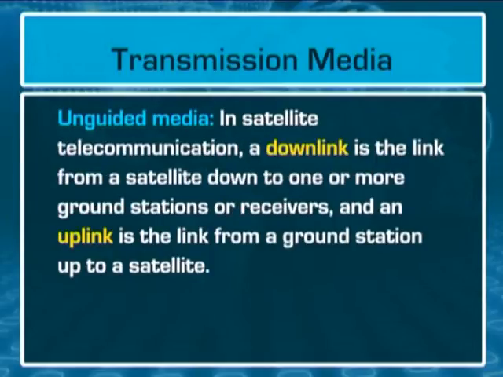In satellite telecommunication, a downlink is the link from a satellite down to one or more ground stations or receivers, and an uplink is the link from a ground station up to a satellite.